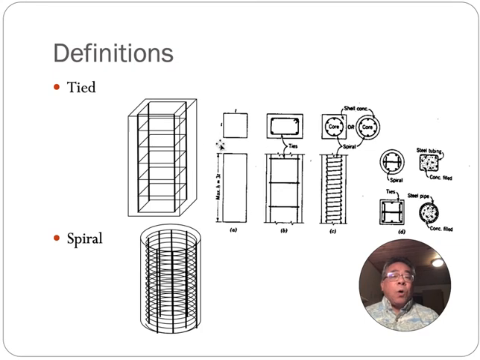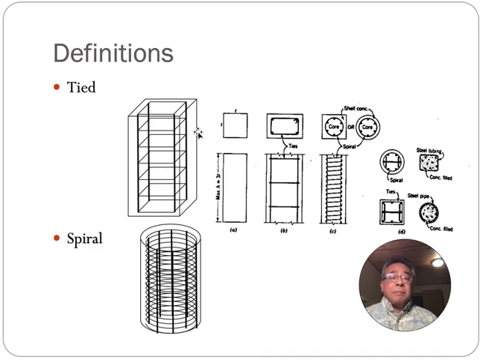Or you can just have the bars and put ties around them. They're all individual ties, and that's called tied. And you can obviously also get circular ties. So typically round columns have spirals, but round columns can be tied.